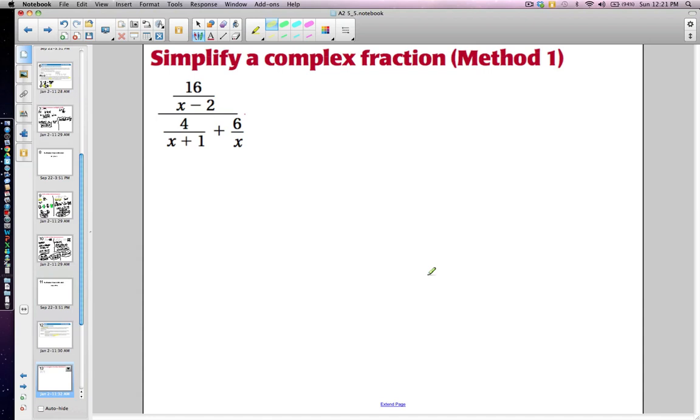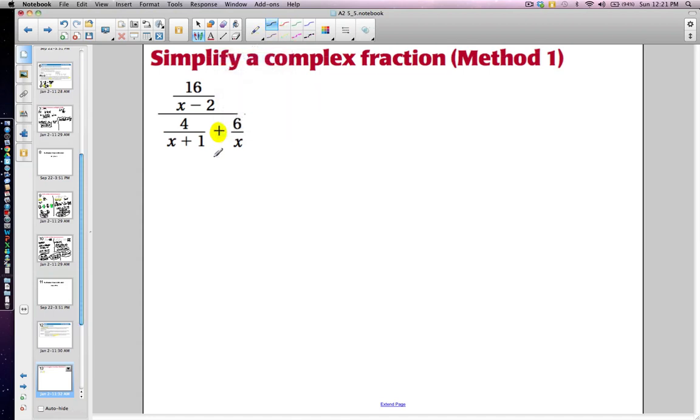It doesn't make any difference what method you choose, but I'm going to do the initial method. So you'll notice here I have an addition problem in the denominator. If I do this addition, then I'll have a fraction divided by a fraction, and I can just do division. Okay, so that's what I'm going to do.